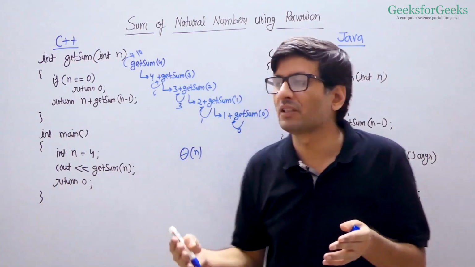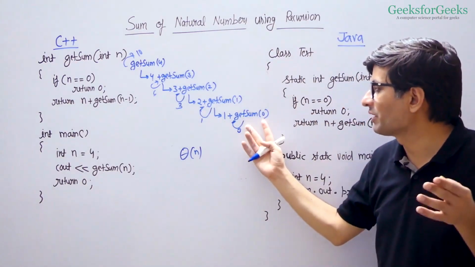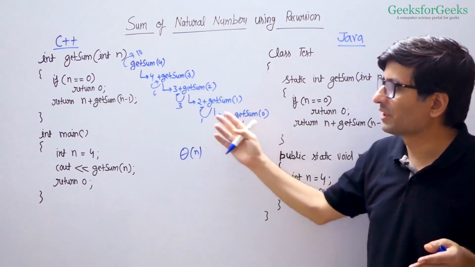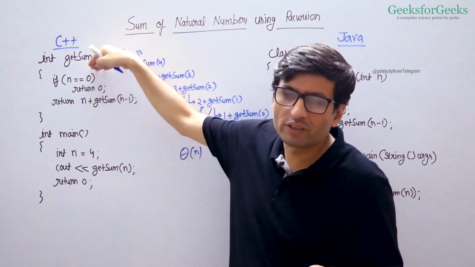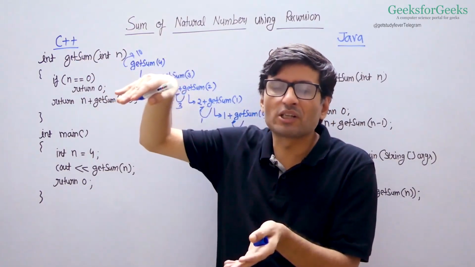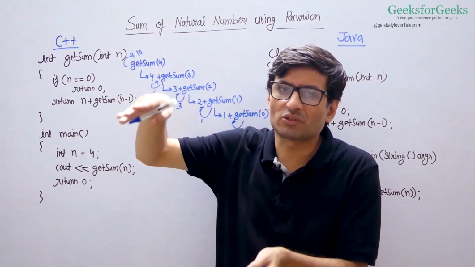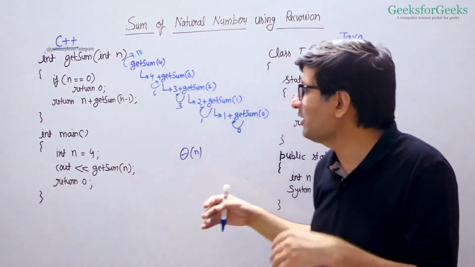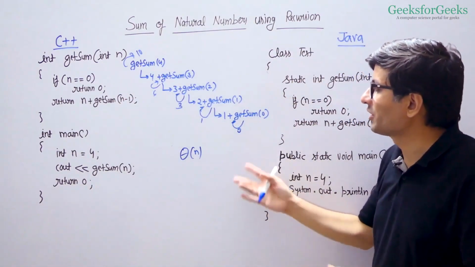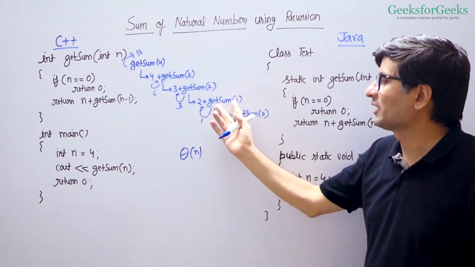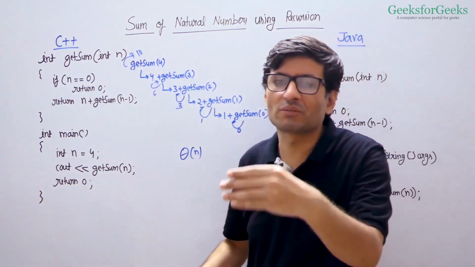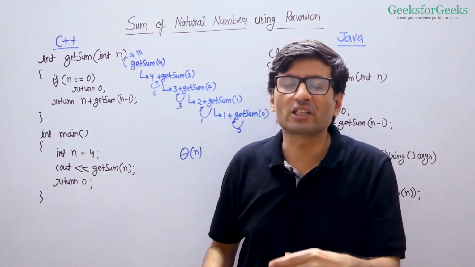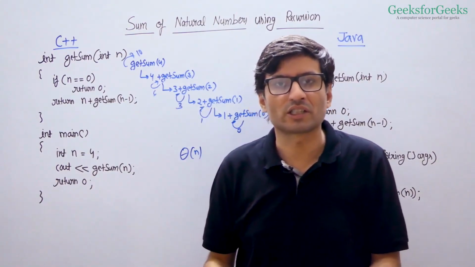And when will that happen? When the call for getSum(0) happens. When getSum(0) comes to the n equal to 0 condition, at that moment you will have n plus 1 functions in the function call stack. And then the number of functions would start reducing. getSum(0) will finish, then getSum(1) will finish. So they'll become n, then n minus 1, then n minus 2 and so on. And ultimately there will be 0 functions in the function call stack.